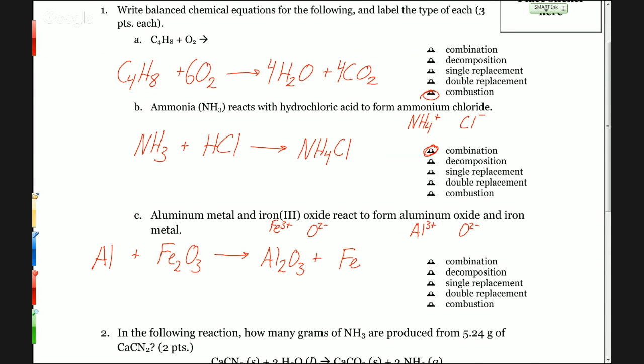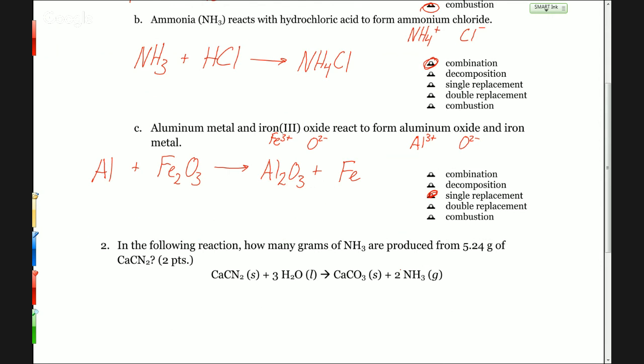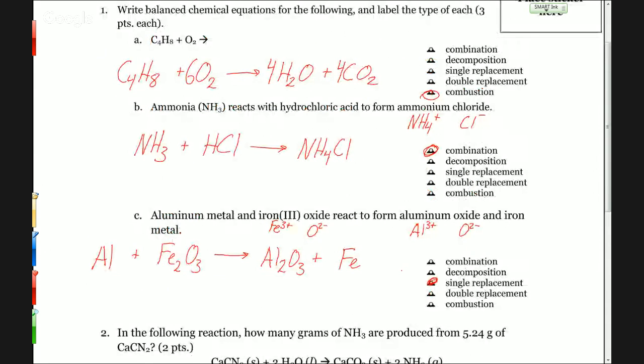So what type of reaction is that? That's a single replacement, yeah. Oh, and that's not balanced. How do we balance that? We need to balance that, right? So we need 2 of these, 2 of these, and 2 of those. That should do it.